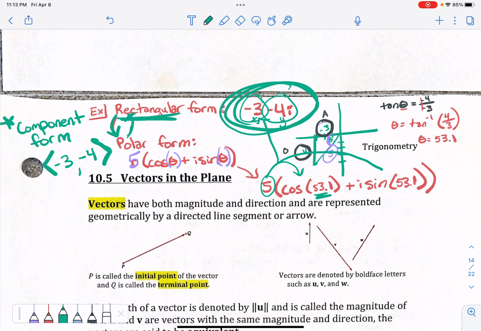So we have component form, rectangular form, and polar form. Those are the three that we're going to be switching between, okay? All right, so component form, this is the notation that we use for vectors, okay?